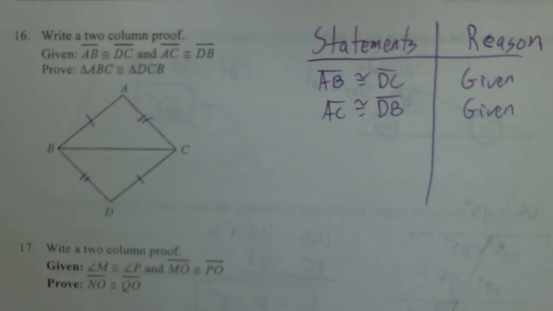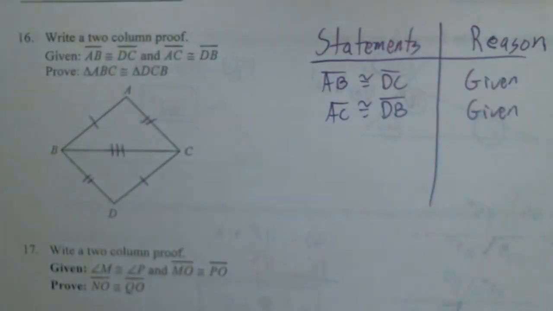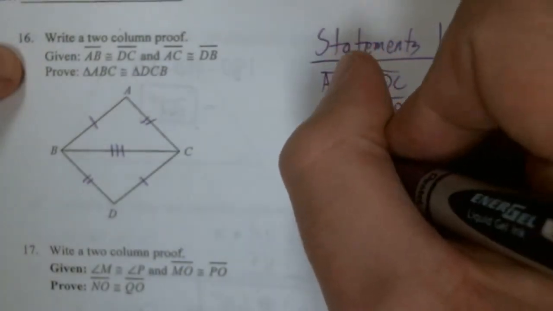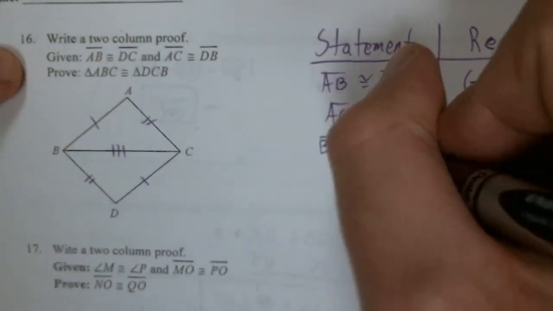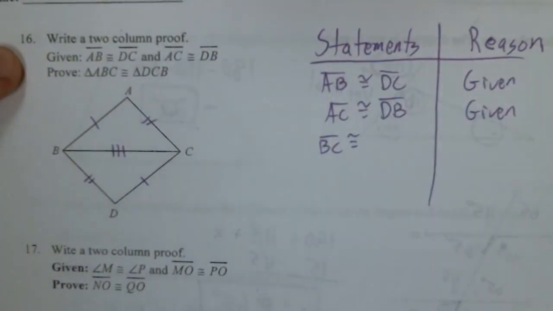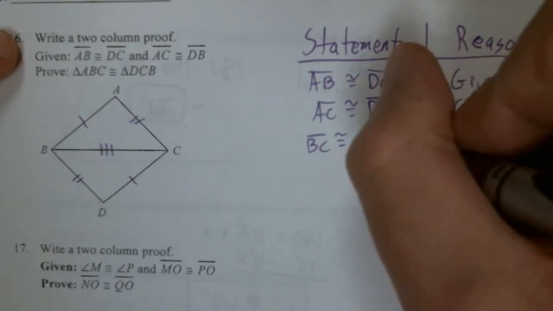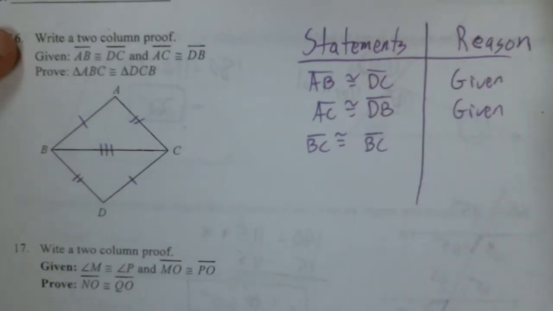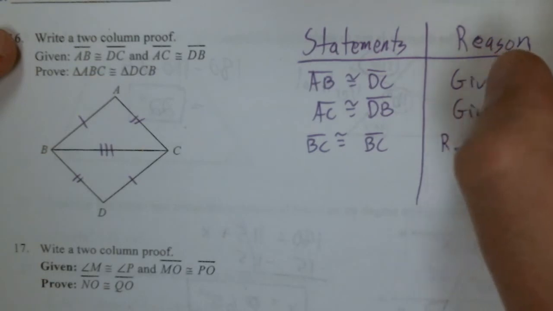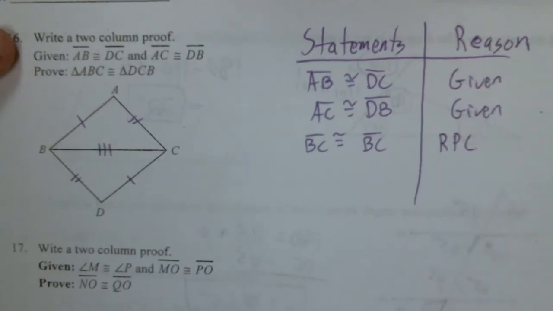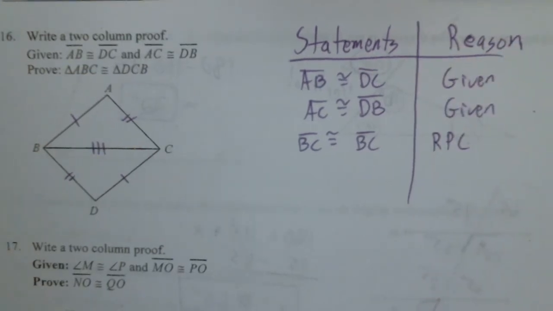What else can I do to my diagram? Always, always, guys, ticks in the middle. Okay, so I'm going to say that BC, and when I add a tick or arc to my diagram, I've got to explain why that is. BC, I put a tick on itself, so BC is congruent to itself because of RPC, reflexive property of congruence. Ticks in the middle is always reflexive property of congruence.